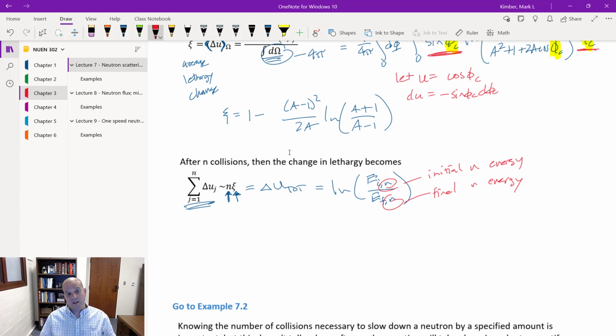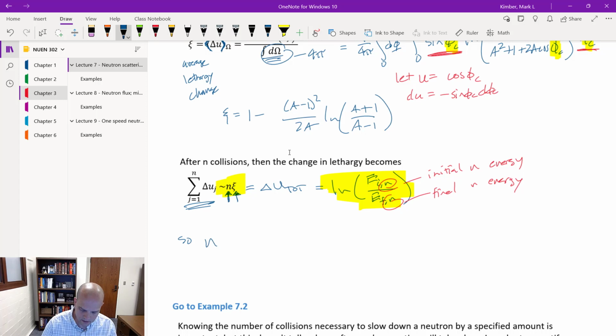And so, for instance, now if I'm talking about a fission event, I know what the energy is coming out of the fission of that neutron, and I know what I need to moderate it down to. And so I know both of those values, the numerator and the denominator. I know the total lethargy change. And I can find out what the average, well, let me solve this first. So what we're going to do is set this expression equal to this expression, and we're going to solve for that n.